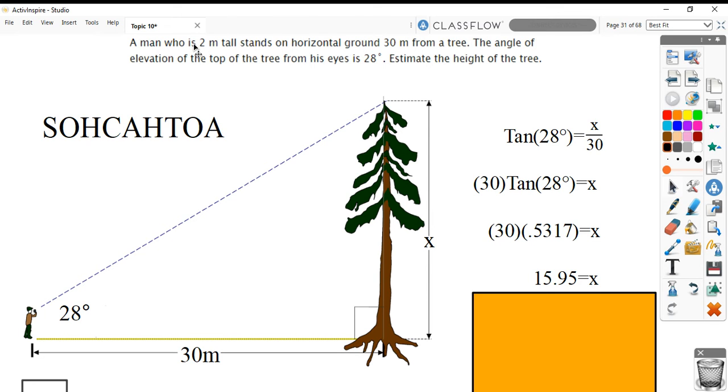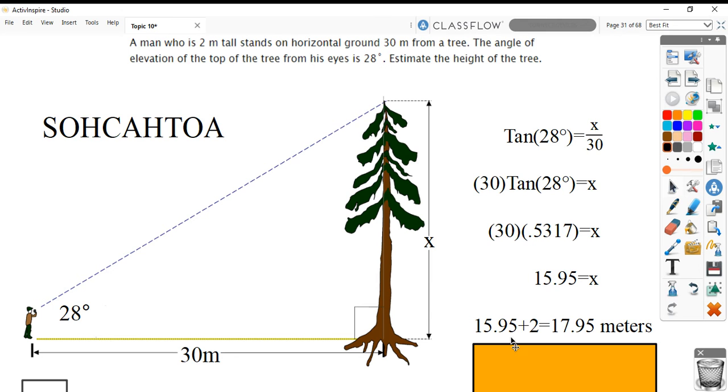So we need to also consider that this guy is 2 meters tall when you start off looking at it. The height of the tree is from the ground. The height that he's looking at is not on the ground. So we're going to add those 2 meters to it. And that's how we get our estimated height of the tree. We add 2 meters to that 15.95 and we get an estimate of 17.95 meters.